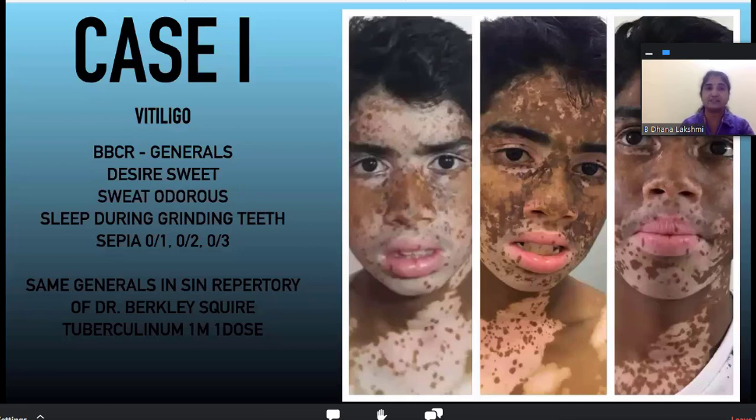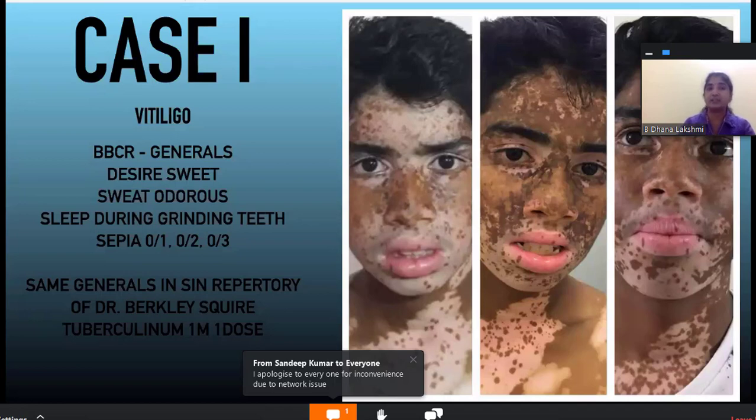He had a very prominent sweet desire, and his sweat was odorous. We took the rubric sweat odorous because it is so odorous that his grandmother, who was lying beside him, used to say that when he comes and plays, she gets nauseated and goes out. So that is how he sweats easily also. That is also there in the remedy which comes as his prescription.